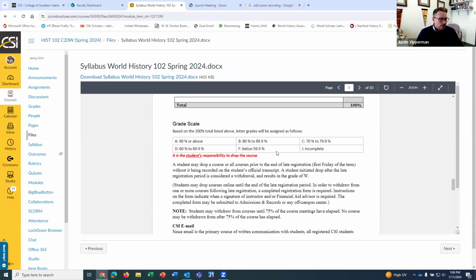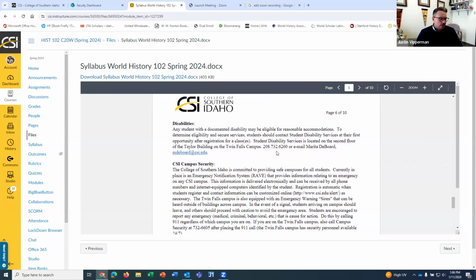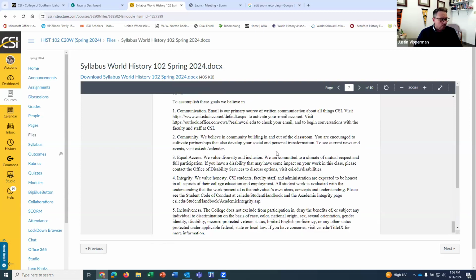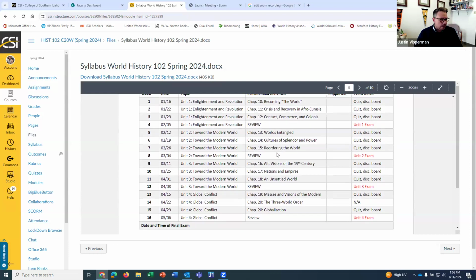It's going to give you your grades, kind of a grading scale. And then the rest of the syllabus is things that CSI wants you to know. So campus security, academic integrity, right? All of these things are values. But if you scroll to the bottom, it's the next big thing for me, which is your course calendar.